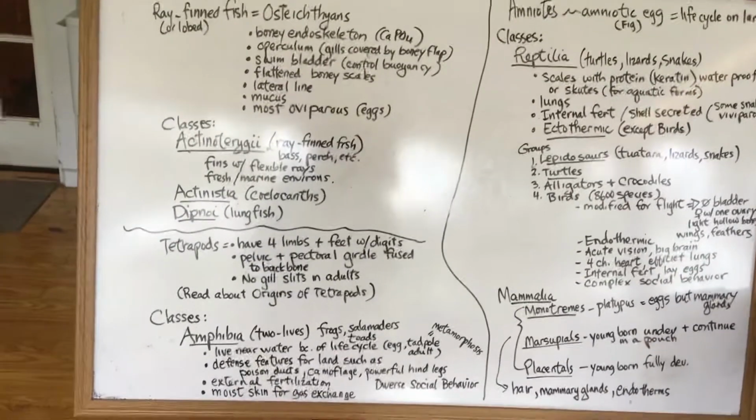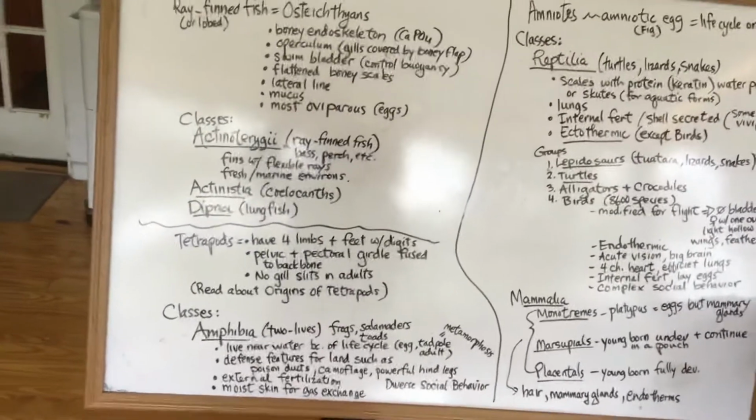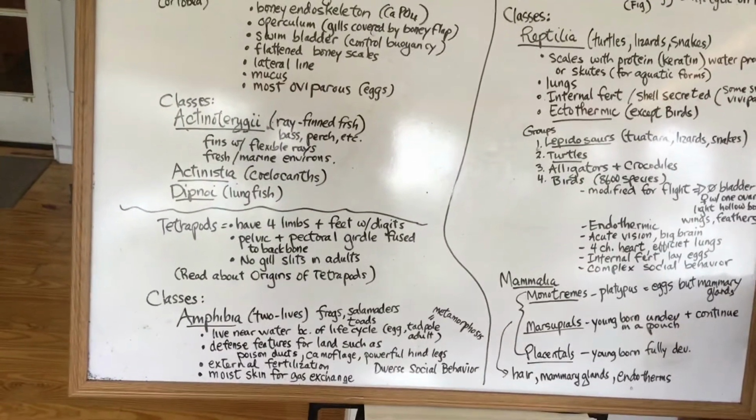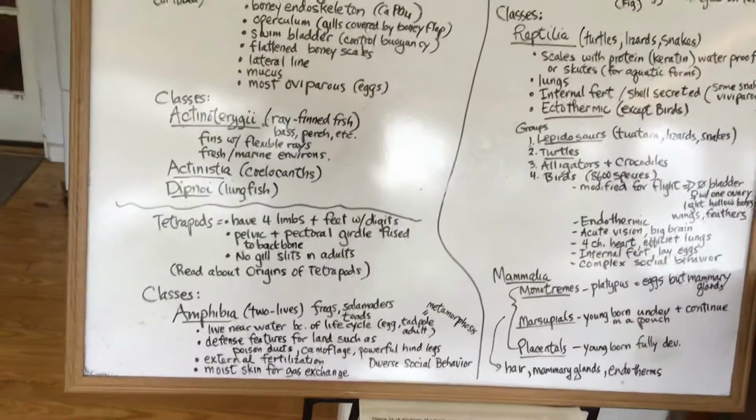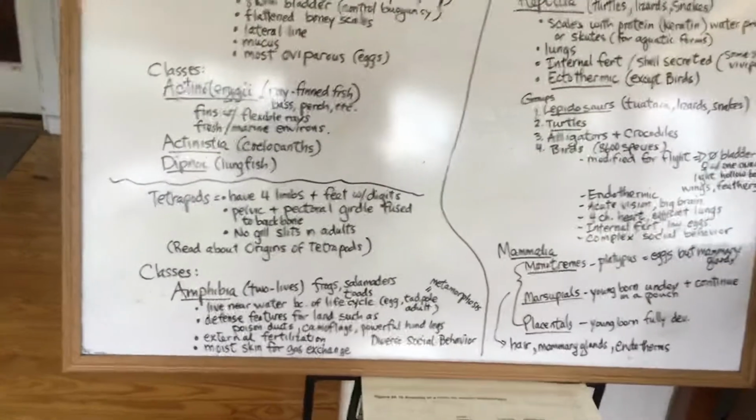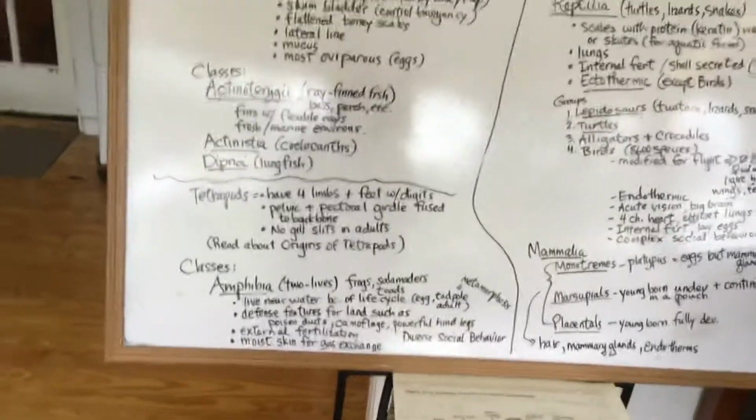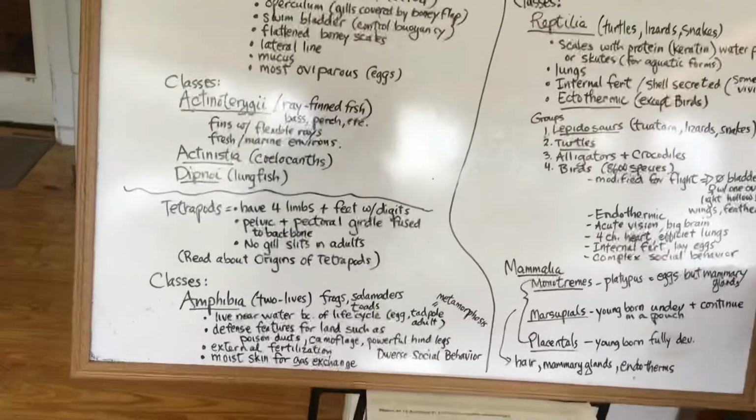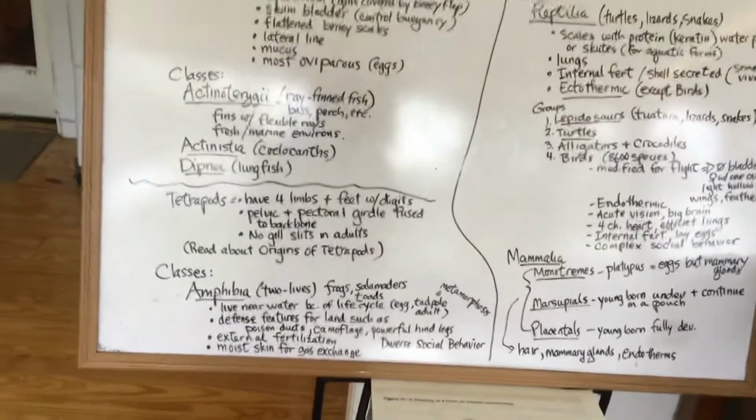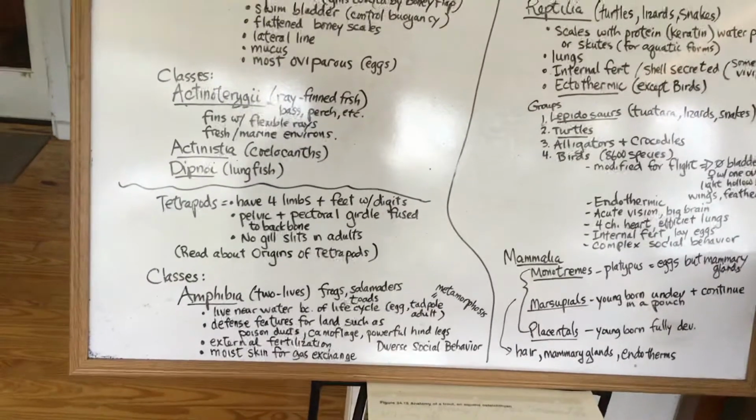All right, so one of the classes here is Amphibia. Amphibians means two lives. These are frogs and salamanders and toads. Most of them live near water because of their life cycle. They will have a metamorphosis. They lay their eggs in the water, which develop into tadpoles, and then adults.